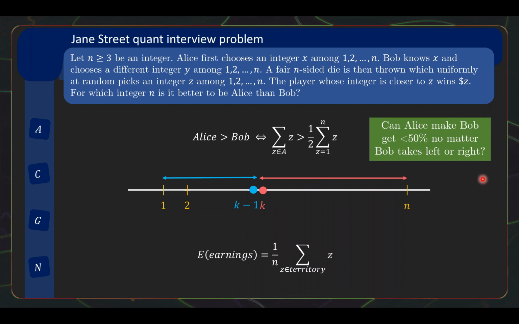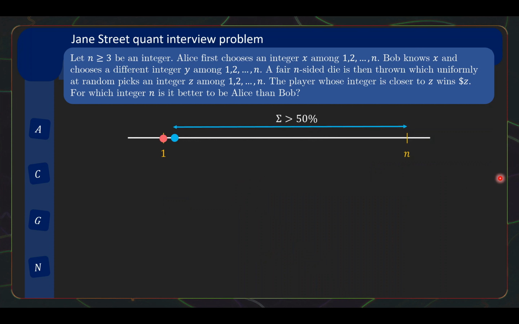But if Alice can guarantee that Bob will always get less than 50% with her choice, then Alice will be the one who is more than 50%. Alice will be in a better position. So this reduces to this problem: can Alice make Bob get less than 50% of the sum from 1 to n, no matter if Bob takes the left side or the right?